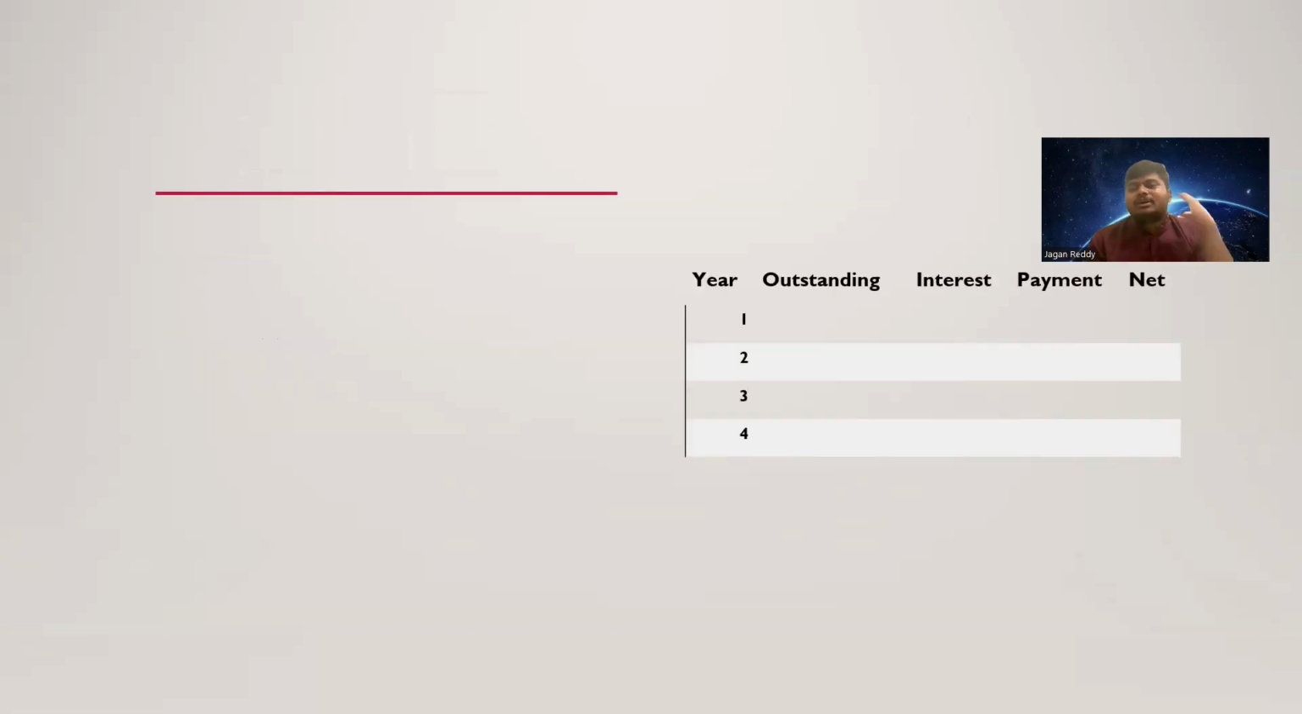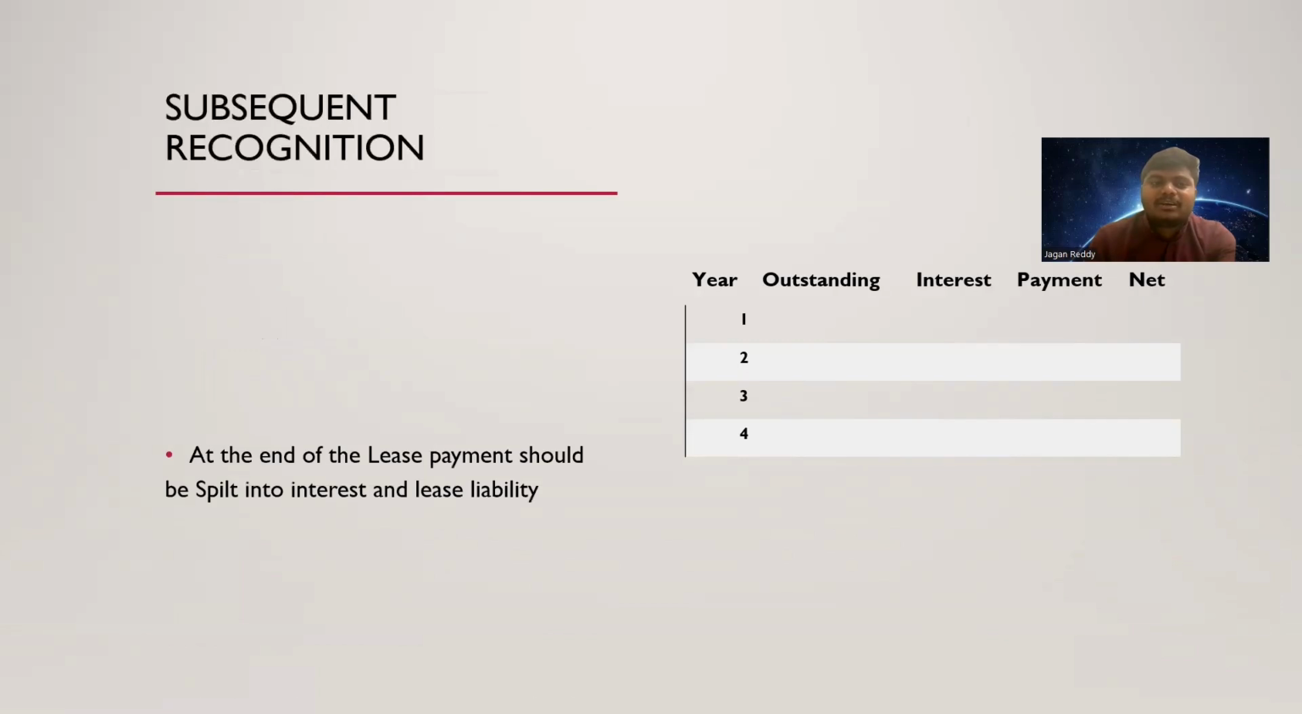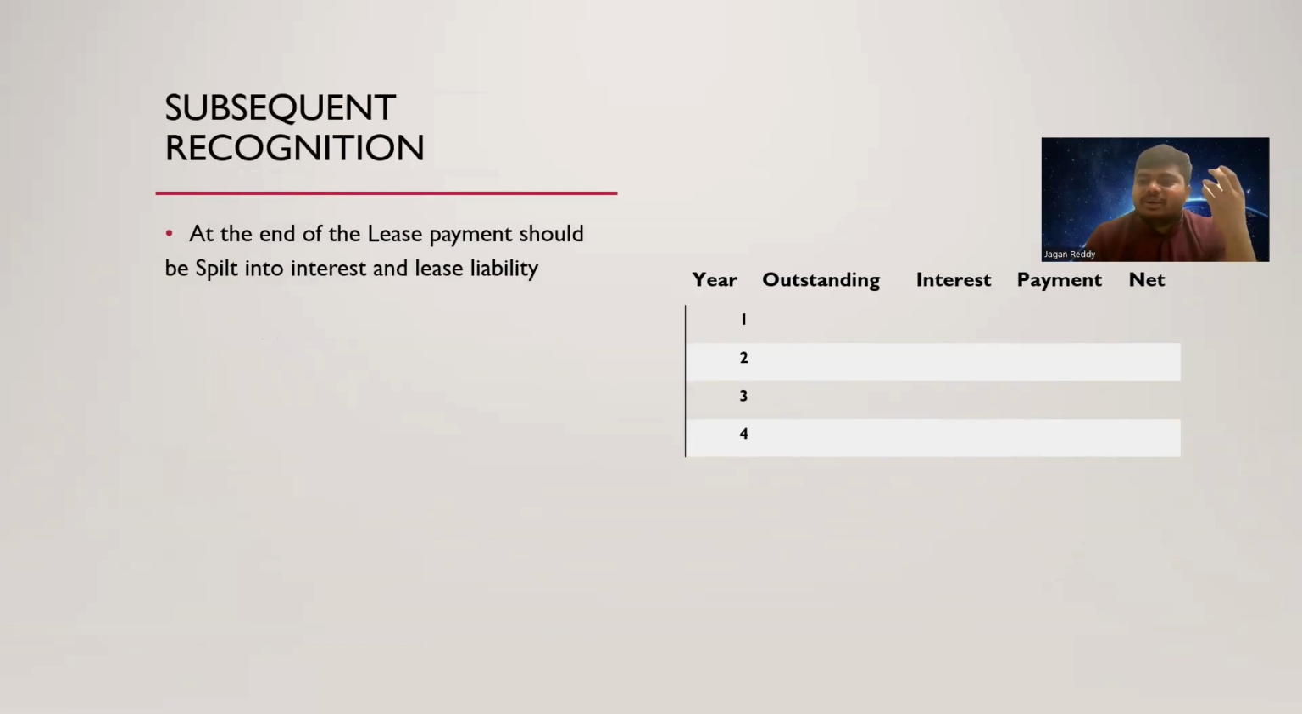So now initial recognition we have booked, whichever is lower, we have done. Next, subsequent recognition. What will be done? Every year you should recognize interest by using the borrowing rate or interest explicit rate available in the lease agreement. So what will be the accounting entry? First, lease liability account debit to bank account. You will post one entry.